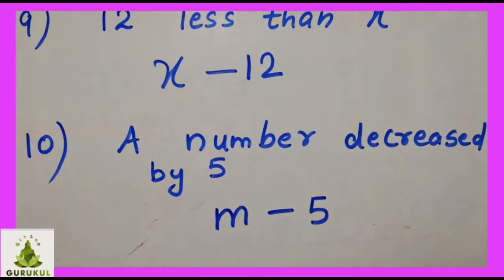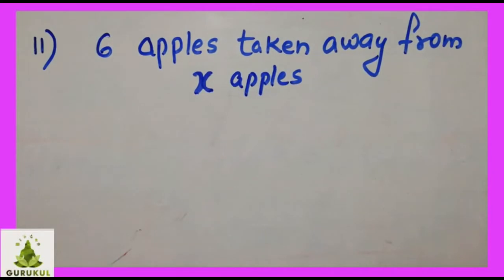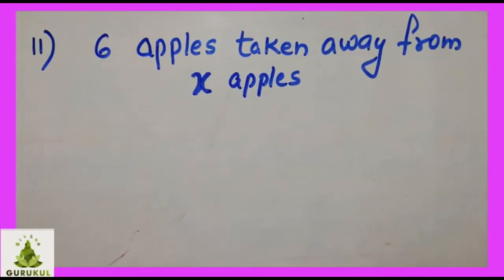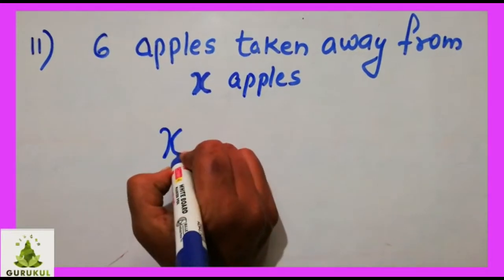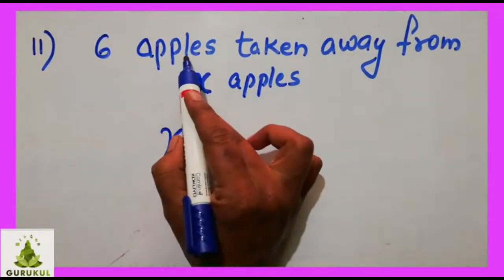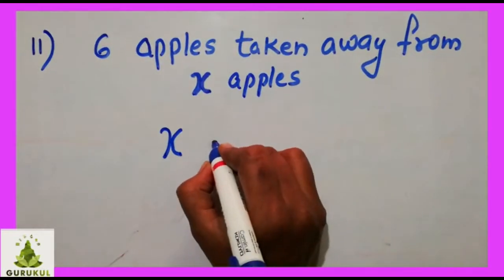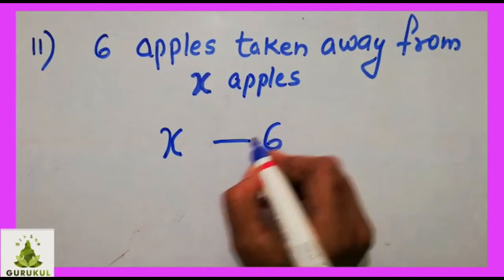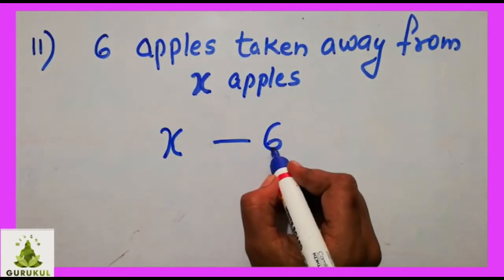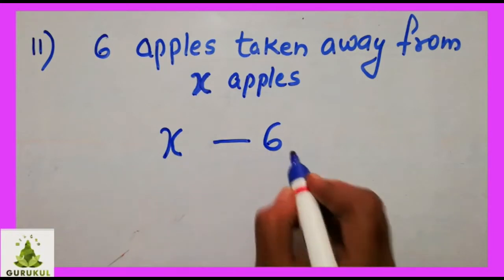Copy down. 6 apples taken away from x apples. Now how many apples were there? In all, x apples were there. Now 6 apples are taken away, removed. Taken away means minus. So 6 from x apples: totally this much were there, and from that this is taken away.